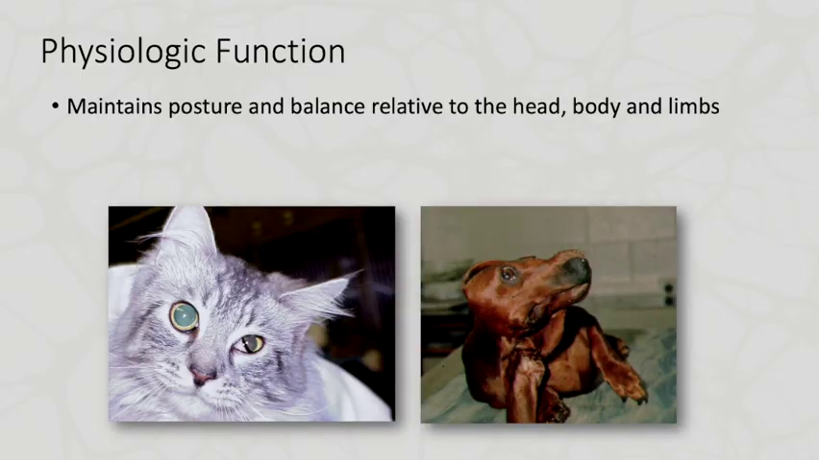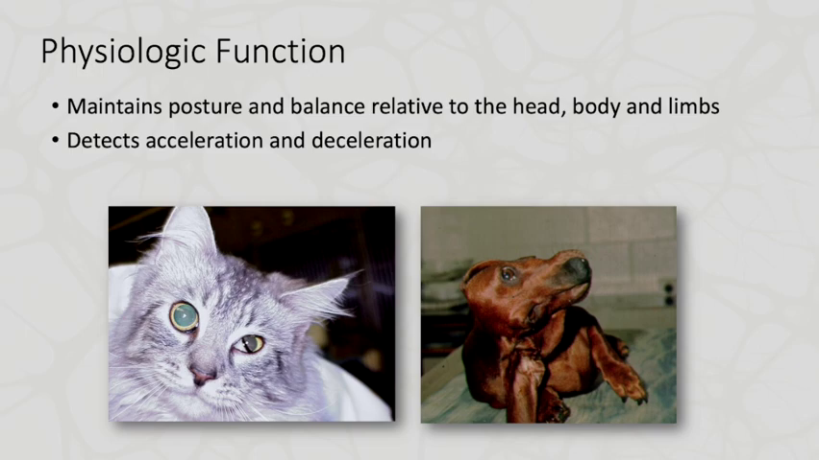As far as the function of the vestibular system, there's three main things that it does. First is it maintains posture and balance of the head relative to the body and the limbs. The next thing that it does is detect acceleration and deceleration. It's the only part of our body that does. If you move your arm back and forth, you know that it's moving because of your proprioception, but it's not detecting that acceleration and deceleration. And finally, it helps coordinate eye movement as well.